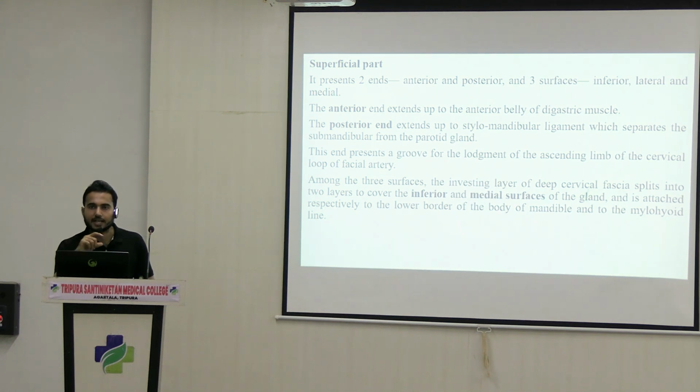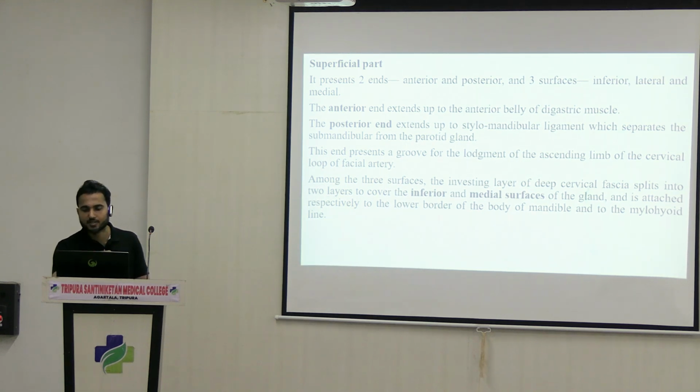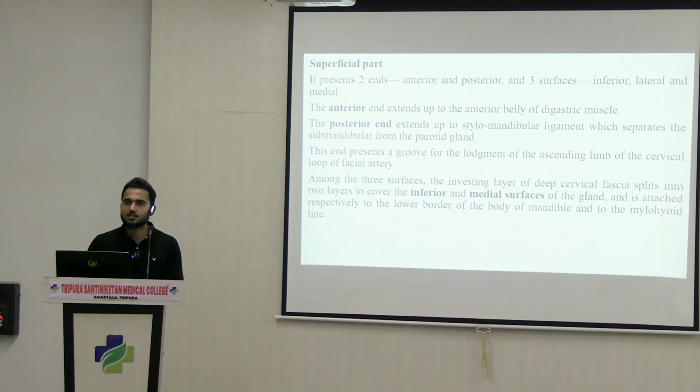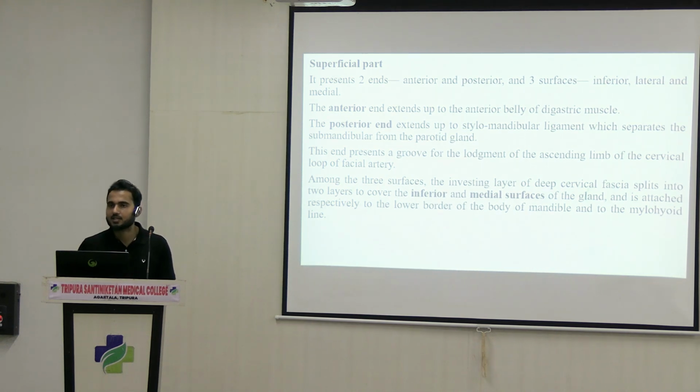Superficial part of the gland, it has two ends, anterior end and posterior end, and along with that three surfaces: inferior surface, lateral surface and medial surface. These are the three surfaces and two ends of the gland. Why are those surfaces and ends important? In order to understand the relations of the gland. That's why these structures are very important.